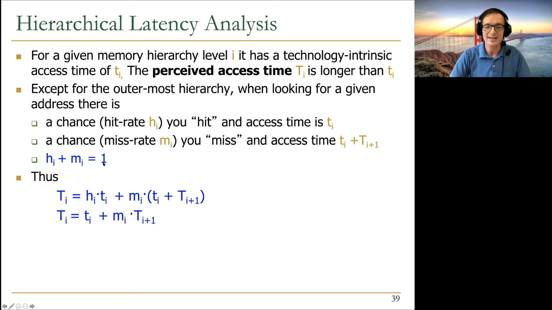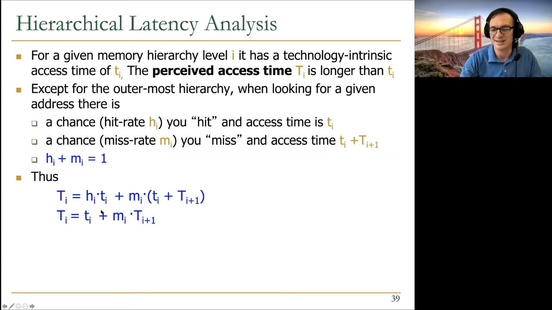That makes sense, hopefully. And you can determine the latency or the perceived access time of the level by multiplying the hit rate with the intrinsic access time of the level and adding to it the miss rate multiplied by the intrinsic access time of the level plus the perceived access time of the next level. In other words, you can actually simplify it by saying for hits or misses, it doesn't matter. You have to access the cache to figure out whether you hit or miss. That's what small TI means. Technology intrinsic TI means that level's access time. Plus, for misses, you pay the penalty of the next level's perceived access time.